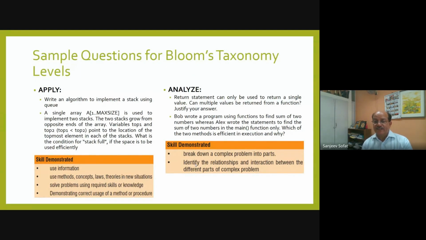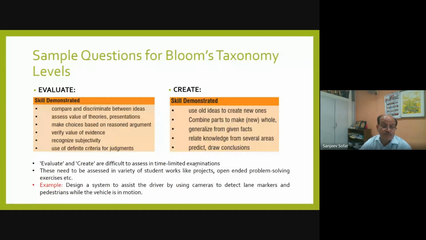Then we go to analysis. Just like, the return statement can only be used to return a single value. Can there be multiple values we return from a function? That means you have to think of analysis. Can I return multiple values? How can I do it? Maybe you're writing a program for an unknown problem. That can be another thing we do in the analysis part. That means what we do is break down a complex problem into parts and identify the relationships between them. Then evaluate. You compare and try to discriminate between ideas.